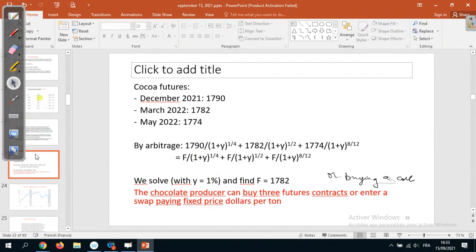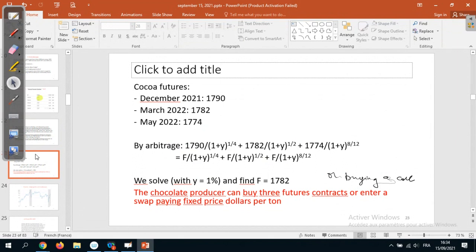Plus 1,782 power 6 months, it's 0.5, plus 1,774 divided by 1 plus yield times 8 divided by 12, that is the maturity of the contract. But you say for pricing, you say it has to be equal to the swap price F, for each expiration date.